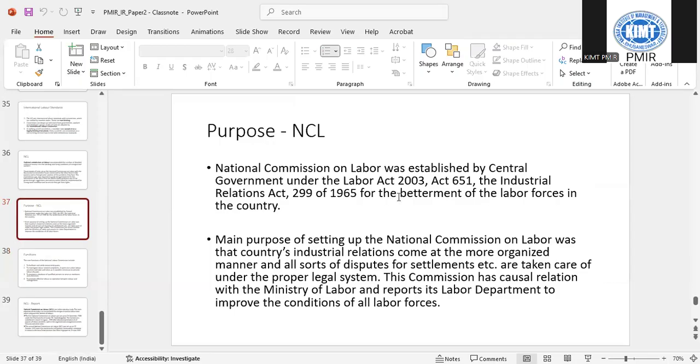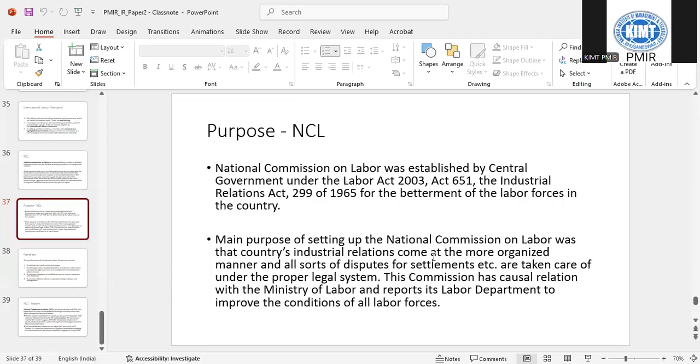Purpose: the National Commission on Labor was established by the central government under the labor act. This is the main purpose of the Industrial Relations Act. Under this act, under this section, this commission was established for the betterment of the labor force in the country, to work for the laborer, for the worker group.